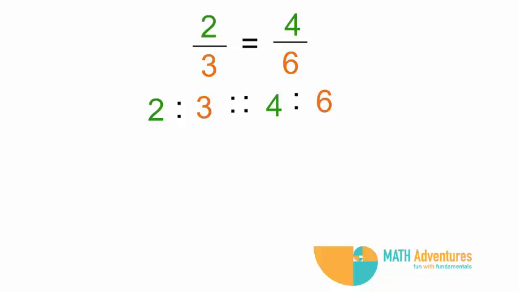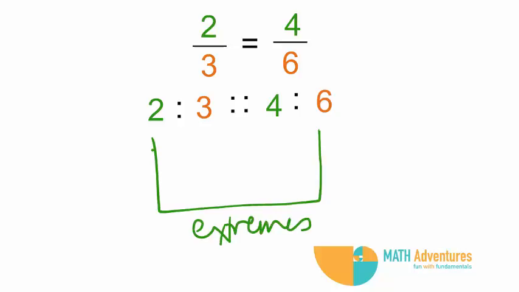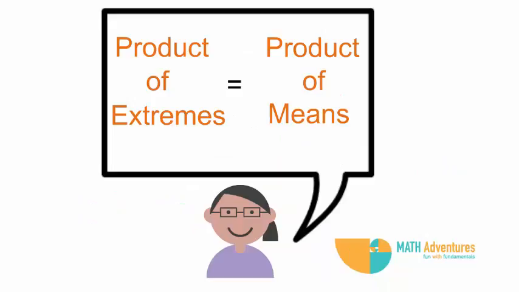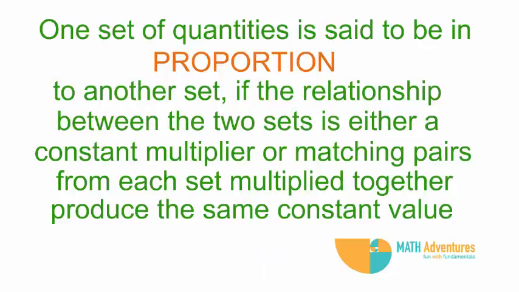Now, 2 and 6 are called extremes. 3 and 4 are called means. If we multiply the extremes, we know that 2 into 6 is equal to 12. If we multiply the means, we know that 3 into 4 is also equal to 12. Can we say the product of extremes is equal to the product of means?